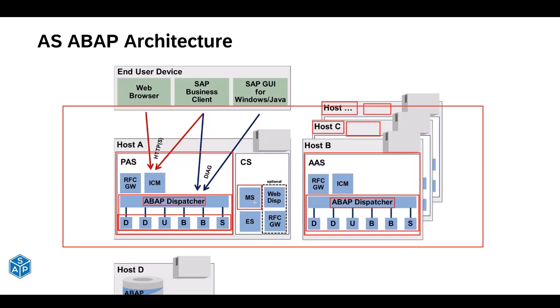The dispatcher again will collect all the requests coming from the message server. The dispatcher will queue all the requests, and one by one, as the work processes become idle, it will hand over these requests to those work processes. So every application server instance has one dispatcher.